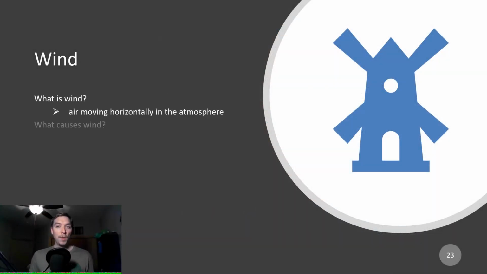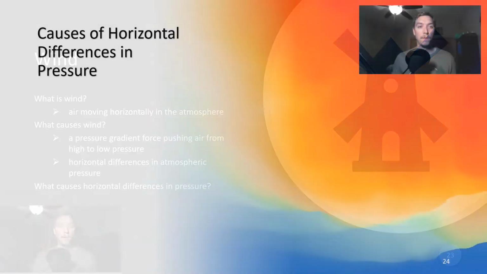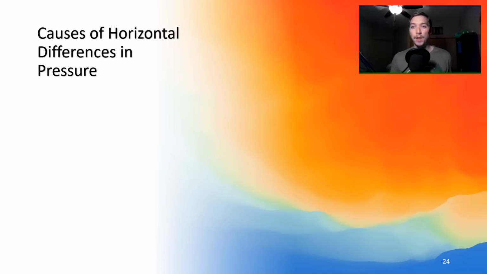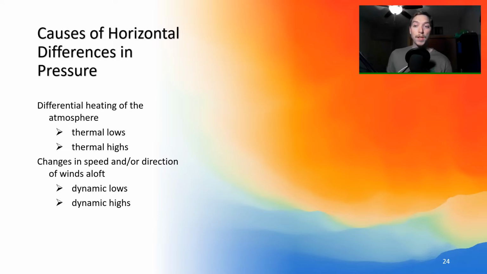So next, we could ask ourselves what causes the differences in horizontal pressure across our world. The primary causes are differential heating of the atmosphere, which we talked about in a previous video. These include things we call thermal lows and thermal highs. And then we also have changes in the speed and/or direction of winds aloft, which includes dynamic lows and dynamic highs caused by convergence or divergence of winds in the atmosphere.